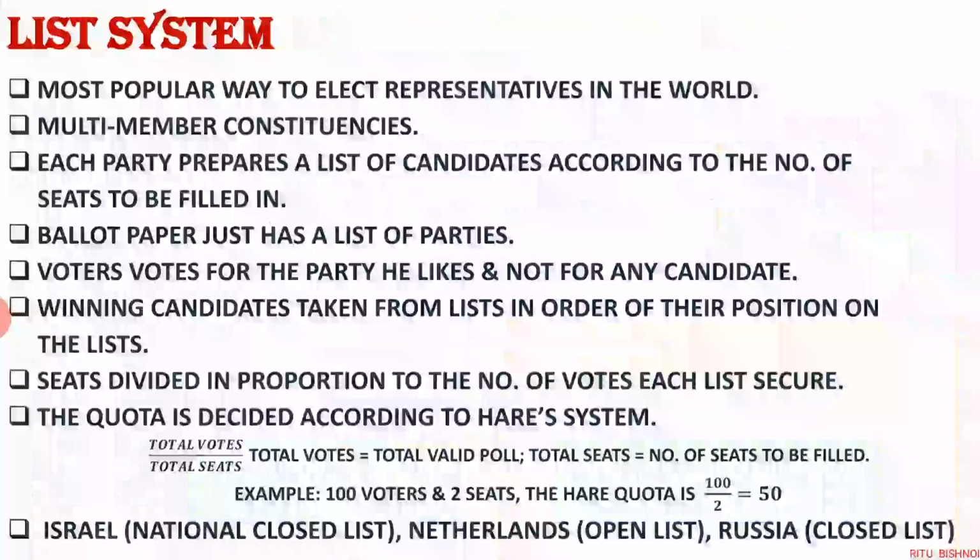Parties receive seats in proportion to their overall share of the vote in the constituency. For example, there are 100 votes polled and 2 seats are to be filled. Then the party must get at least a quota of 50 votes to get a seat. List system is used in the Netherlands, Israel and many more countries as it is one of the most popular ways to elect representatives.